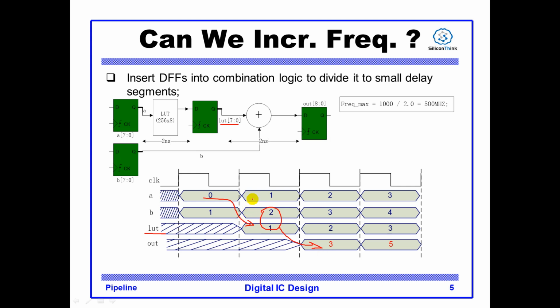But the result we expect is 1, and this is the LUT result. Yes, and plus 1 yields 2. This is what we expected. But the result you get is 3.